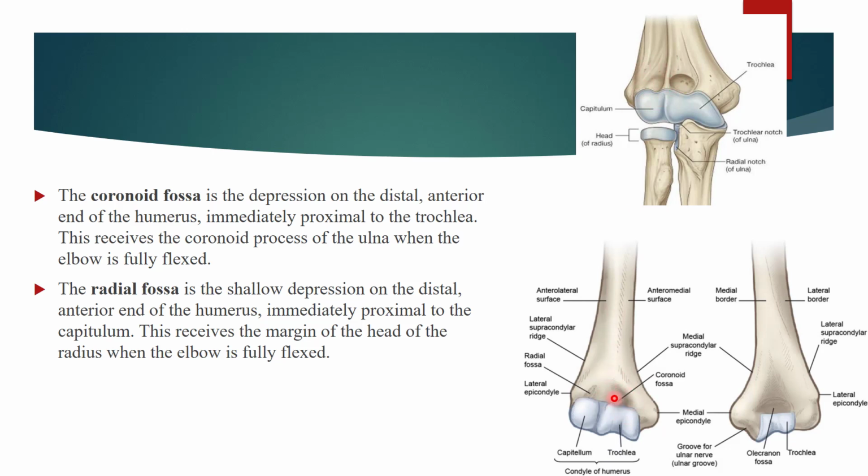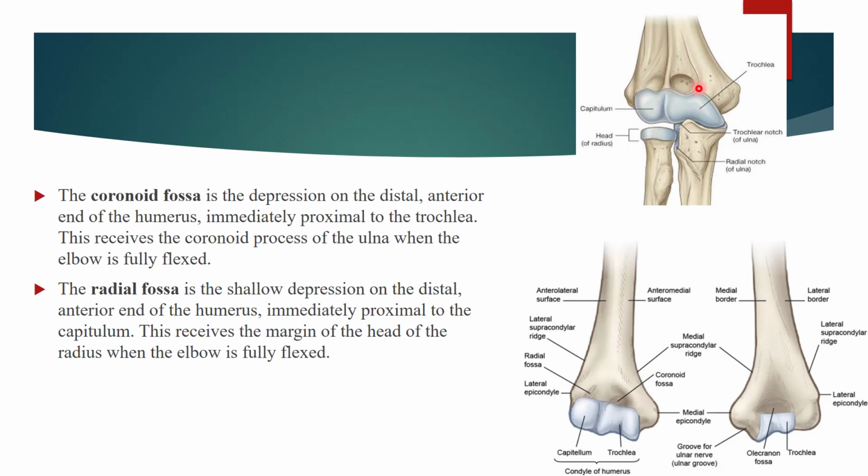Okay, this is the radial fossa. This was the coronoid fossa, and laterally there is the radial fossa. It is a shallow depression on the distal anterior end of the humerus, immediately proximal to the capitulum. This receives the margin of the head of the radius. See here, the head of the radius will articulate with this radial fossa. That's why it is named radial fossa, because the head of the radius will come here in this fossa when the elbow is fully flexed.